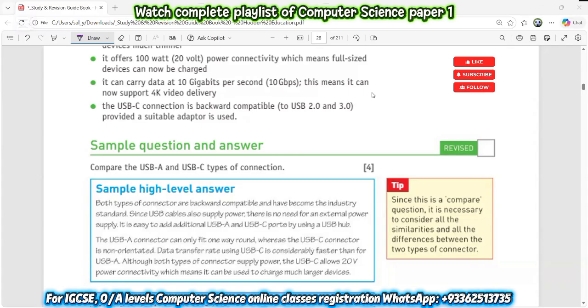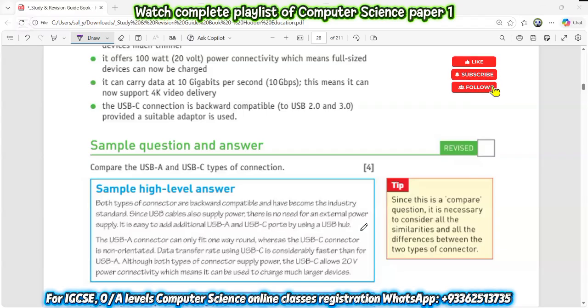Okay, now moving to this one, we have the USB-C and USB-A comparison. Now, this is the trick that you need to know. When it is differences, that's okay. When it is similarities, that's okay. But whenever they ask you to compare, be intelligent, and here you will compare by mentioning the similarities and the differences. So here we can see both types of connectors are backward compatible and have become the industry standard. USB cables are also supplying power. There is no need for an external power supply. It is easy to add additional USB-A and USB-C ports using a USB hub.